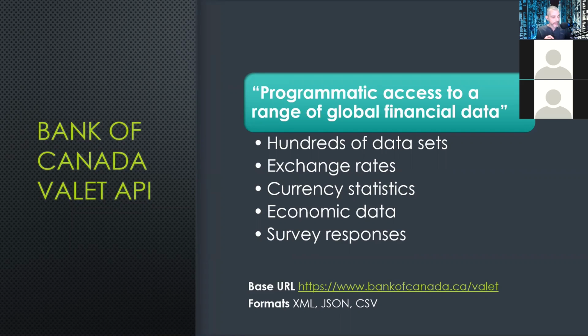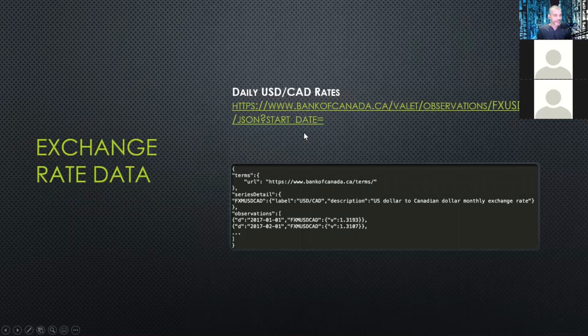The URL again is there on the slide, and also the formats that the Valet API supports are XML, JSON, and CSV. So depending on your use case, you may find that a different data format is good for you, but we're going to be consuming JSON data. And specifically in the Valet API, what we're going to be looking at in our specific use case is the exchange rate data.